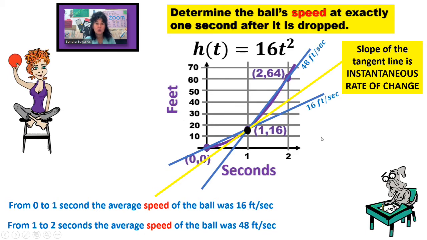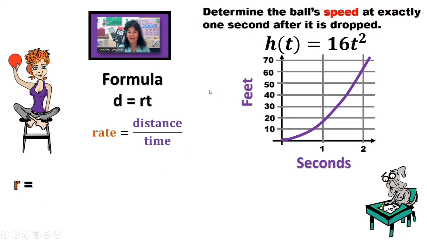Currently, what we're doing is we are using the average rates of change to estimate what is the slope of that tangent line, the instantaneous rate of change. And we know right now that the slope of this tangent line is greater than 16, but less than 48. So, can we do better? Well, I think we can.